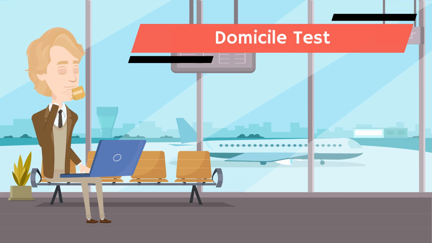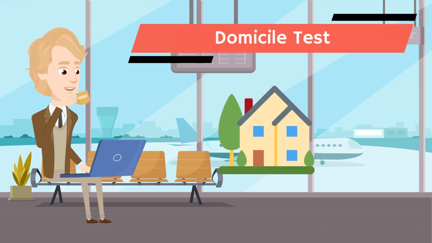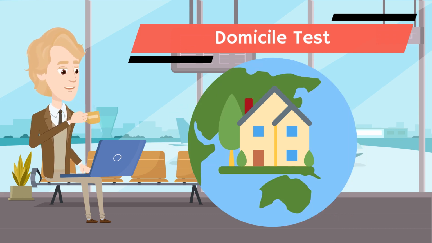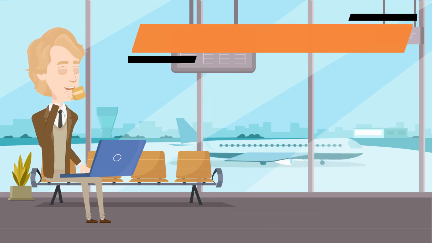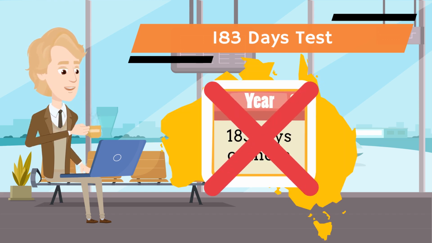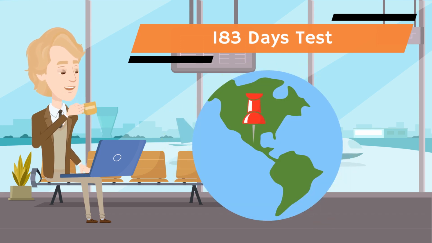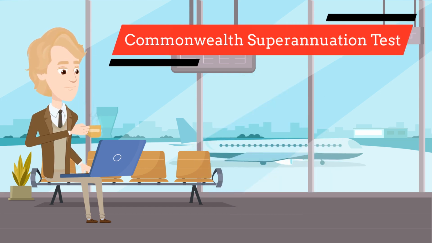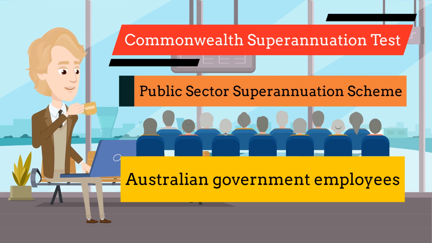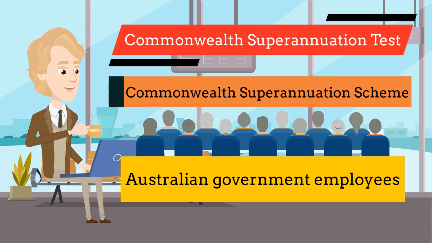Domicile test. Your domicile, for example a place considered your permanent home by law, is in Australia, unless the Commissioner is satisfied your permanent place of abode is outside Australia. 183 days test. You spend over half the year in Australia, unless it is established that your usual place of abode is outside Australia and you have no intention of taking up residence in Australia. This test generally does not apply where you have taken up residence in Australia. Commonwealth superannuation test. Applies to certain Australian government employees who are eligible to contribute to the public sector superannuation scheme or the Commonwealth superannuation scheme.